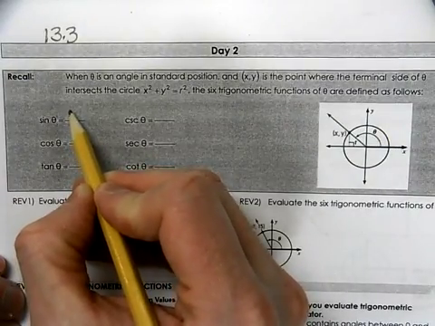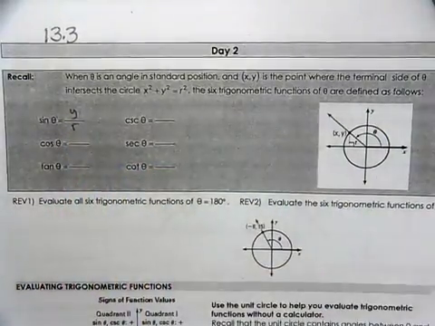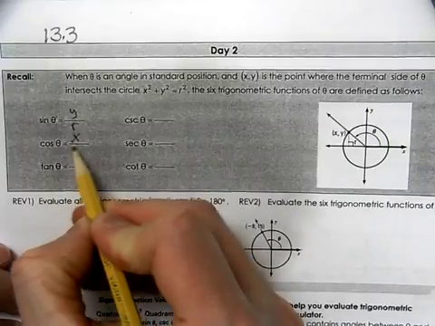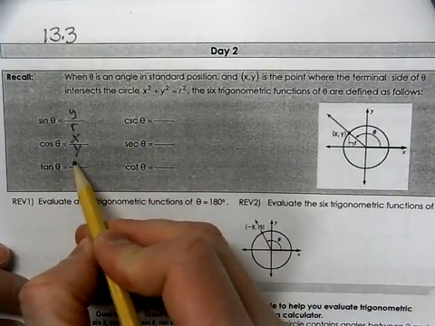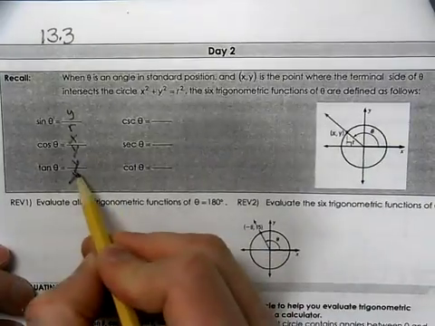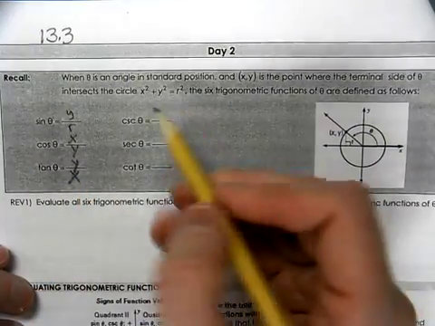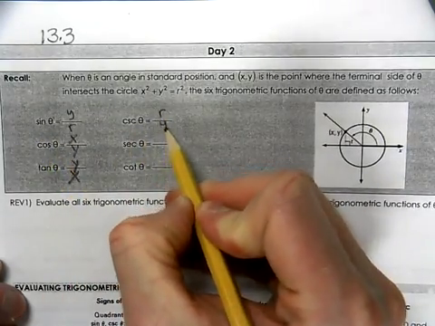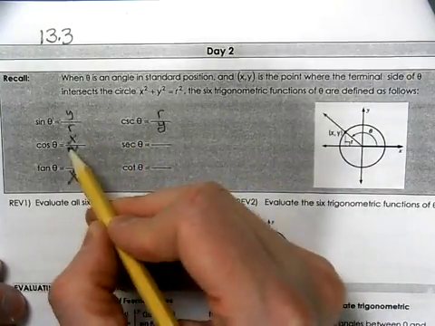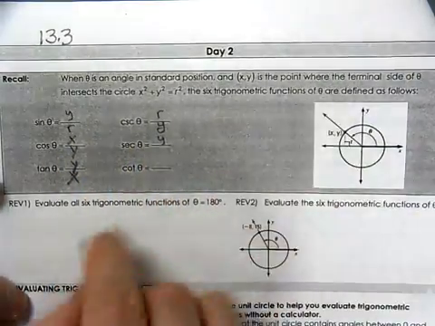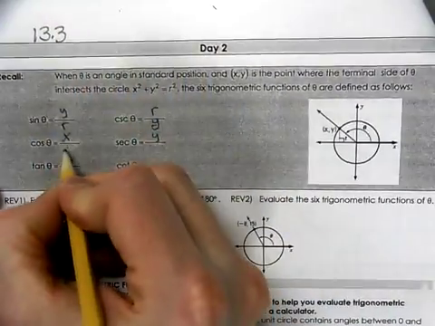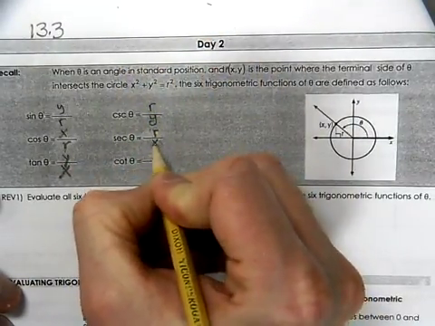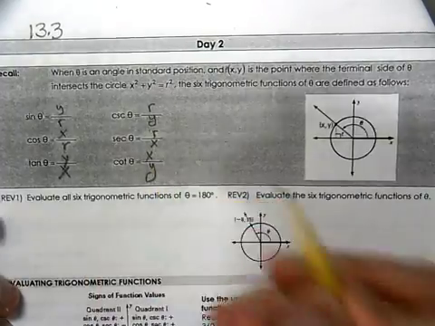So our hypotenuse in all of these cases is going to be the r value, the radius of the circle. Cosine is the adjacent over hypotenuse, or x over r. Tangent is the opposite over adjacent, or y over x. Now cosecant is the reciprocal of sine, r over y. Secant is the reciprocal of cosine, r over x, and then cotangent is x over y.